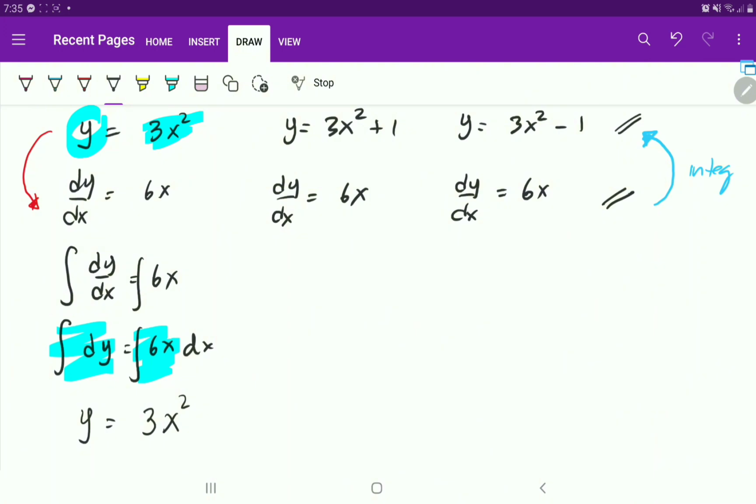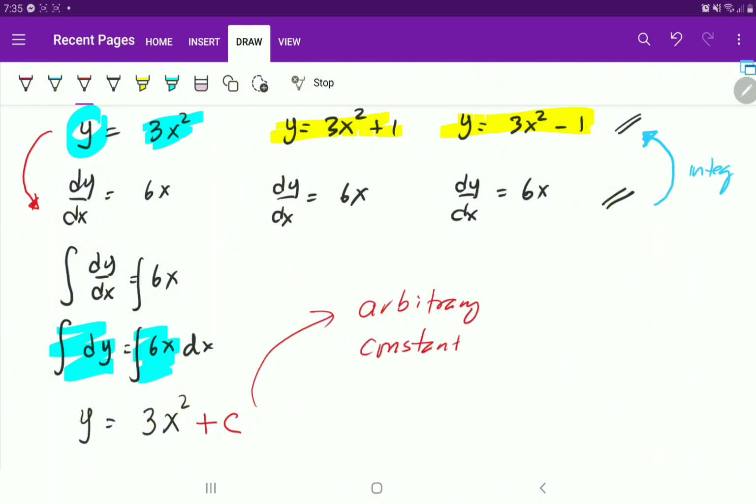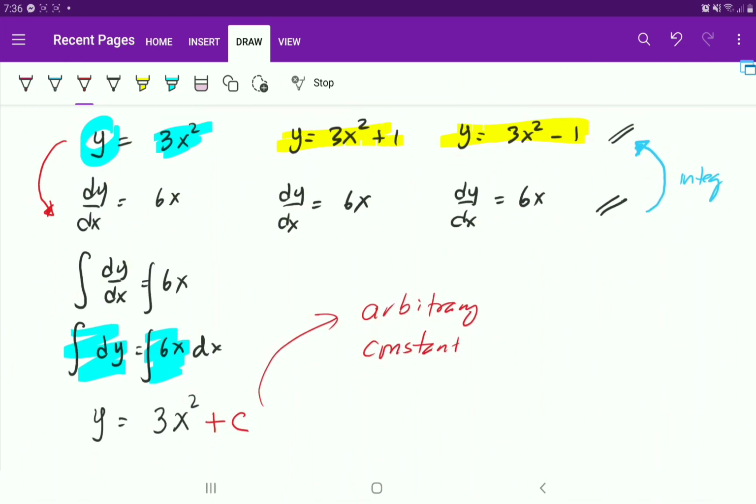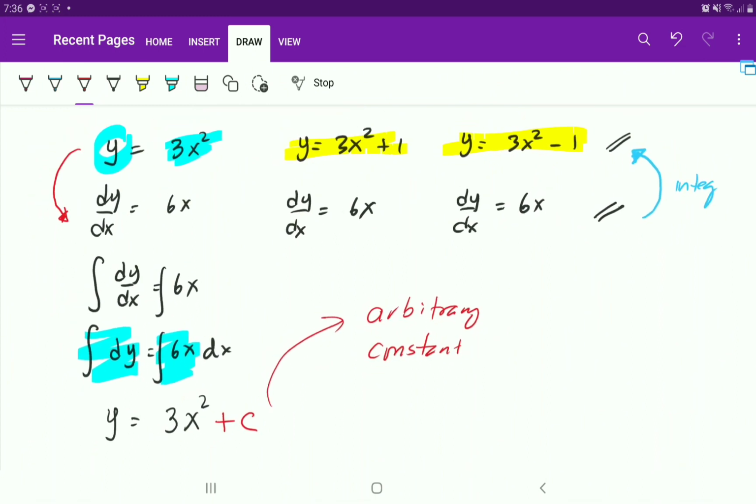However, we have a problem because if you take the integral of 6x, there is only one answer, y is equal to 3x squared. But as you can see from here, these three equations have the same derivative. So what we need to do is add plus c, wherein this c is what we call an arbitrary constant. It is an arbitrary constant because it is a constant that is based on some specific condition. Okay? Later on, in the next part of this video, we're going to discuss that one on the next topic. Now, again, integration is the reverse of the derivative, or the derivative is the reverse of integration.